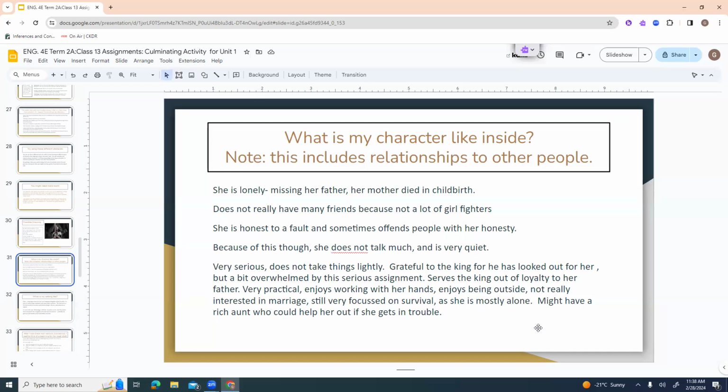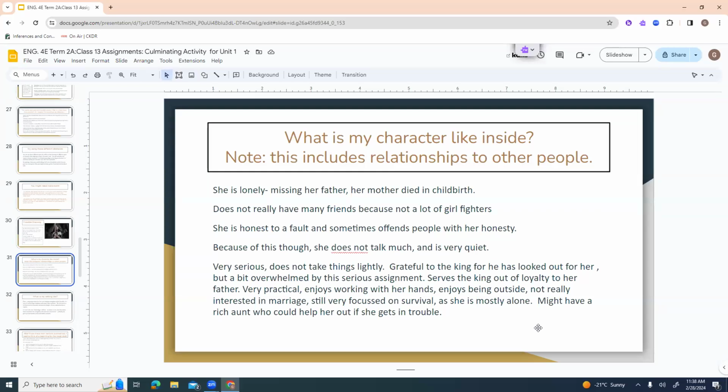I don't think she knows the king very well herself because she's still pretty young. I picture the king being a lot older, like a good 20 to 30 years older. She's very practical. She enjoys working with her hands, enjoys being outside. She's not really interested in marriage yet. She's still very focused on survival as she's mostly alone. I picture her as being not super, super poor, but maybe not owning very much.